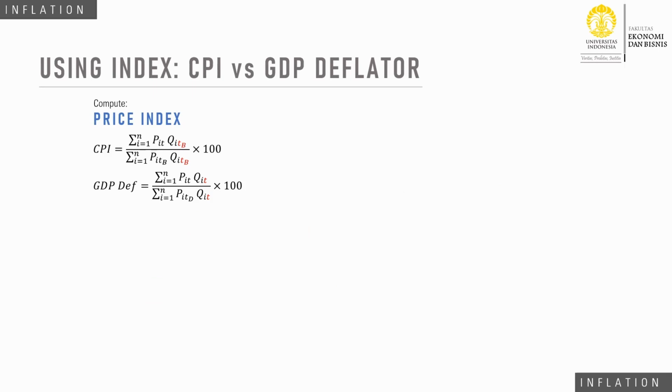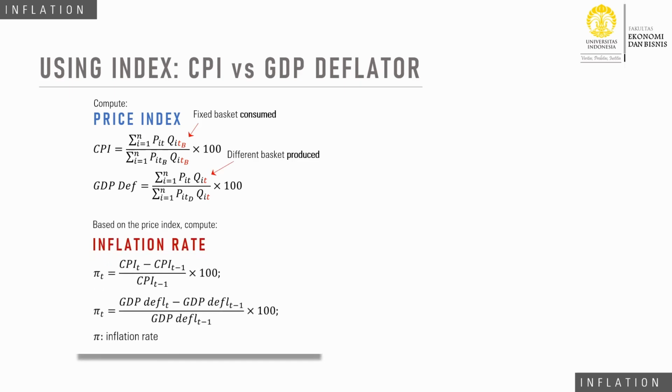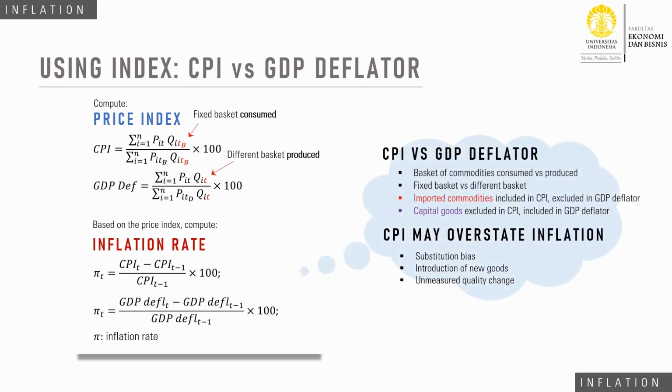So here is the index calculation. The basket cost in one particular year is divided by the basket cost in the base year. Here again, the fixed basket in CPI calculation and the different basket in GDP deflator calculation. After finding the CPI or the GDP deflator figures in specific years, the inflation rate is simply the growth rate of the two price indices. Inflation rate calculation using CPI and GDP deflator will be different if there is a significant change in price of imported goods or price of capital goods. Imported goods are included in the CPI as they are purchased by domestic consumers, but they are excluded in the GDP deflator as imported goods are not domestically produced.